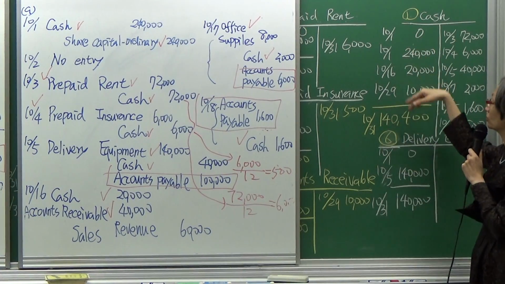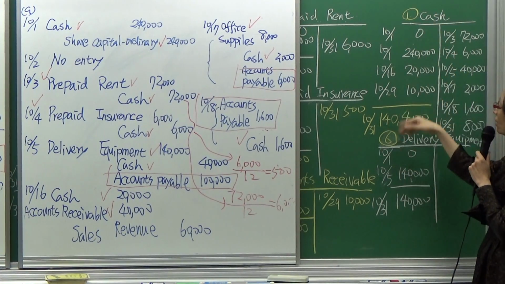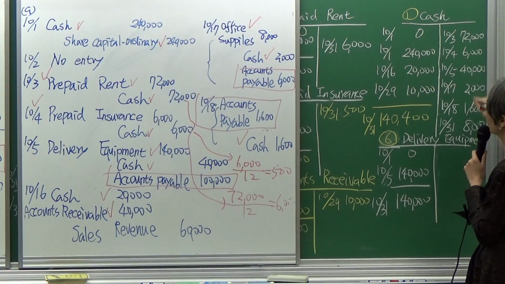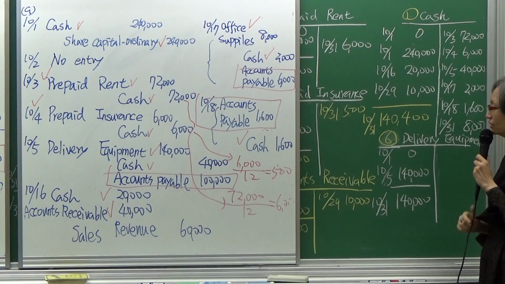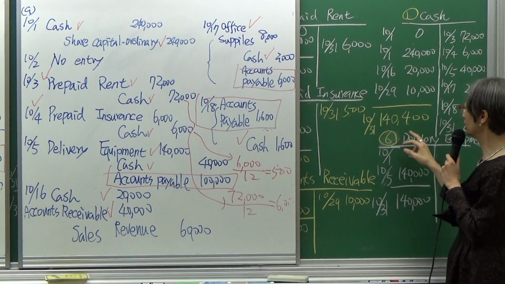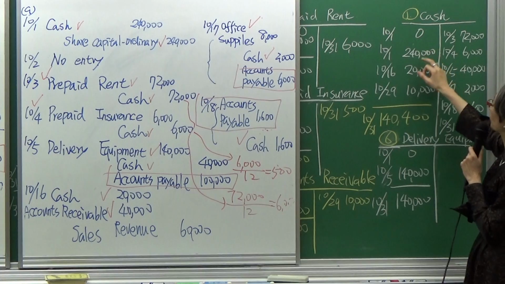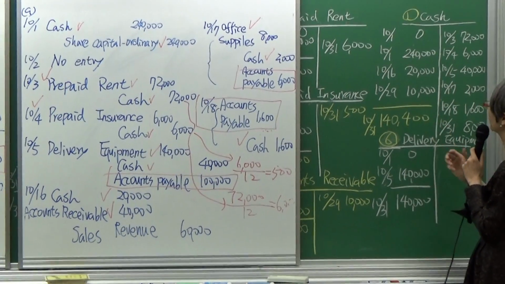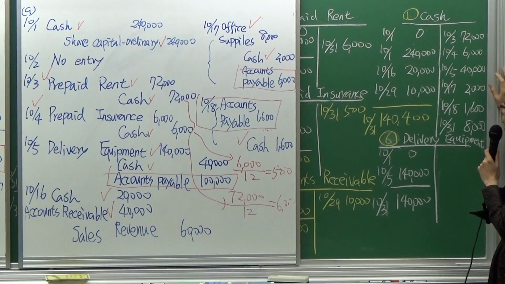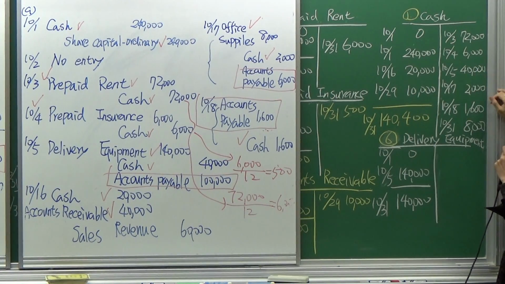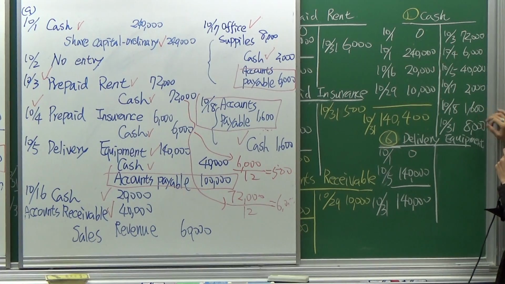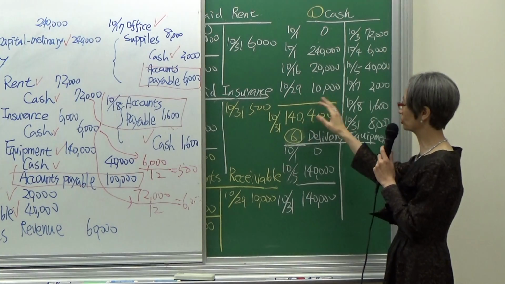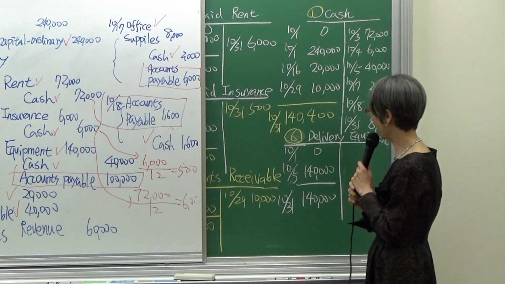So we will use the equation: sum up the debit side minus the sum of the credit side and calculate the final balance, which is $140,400. 0 plus 240,000 plus 20,000 plus 10,000 minus 72,000 minus 6,000 minus 48,000 minus 2,000 minus 1,600 minus $8,000 equals this amount. This is the answer.